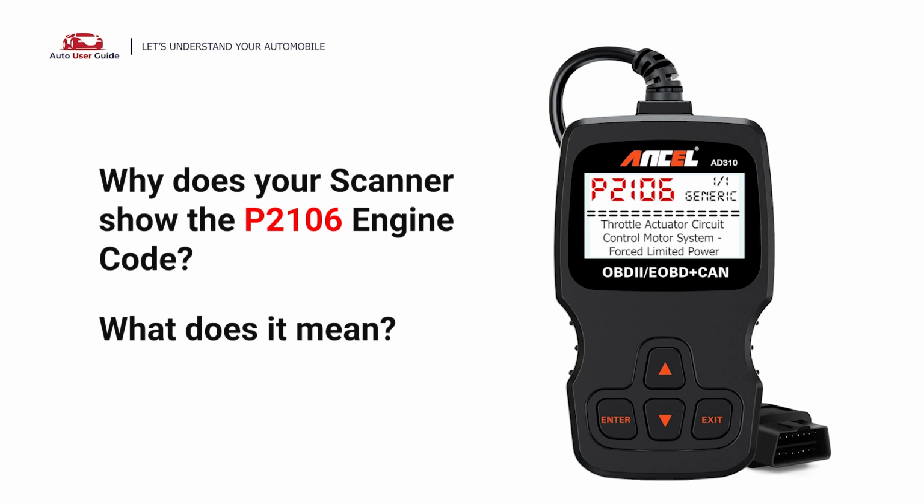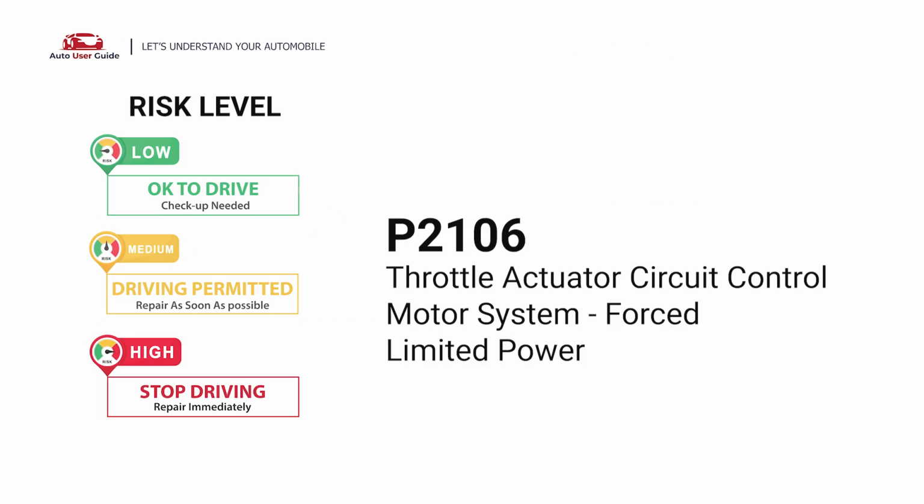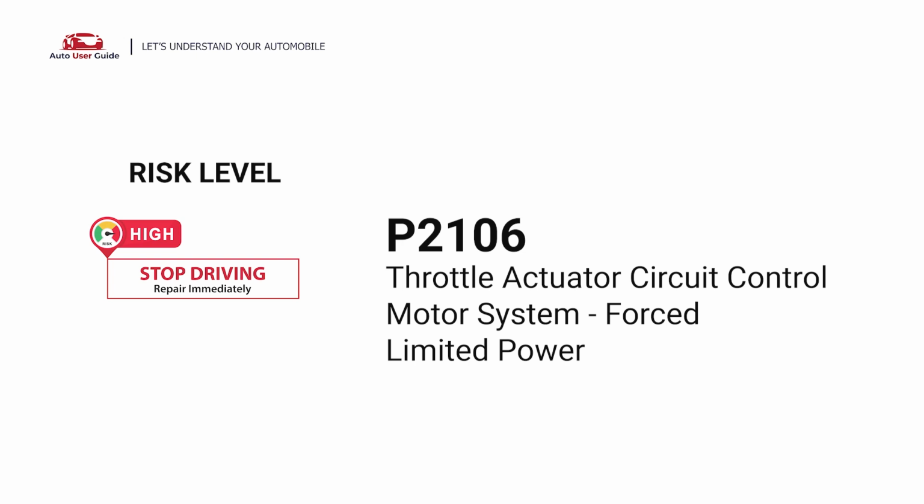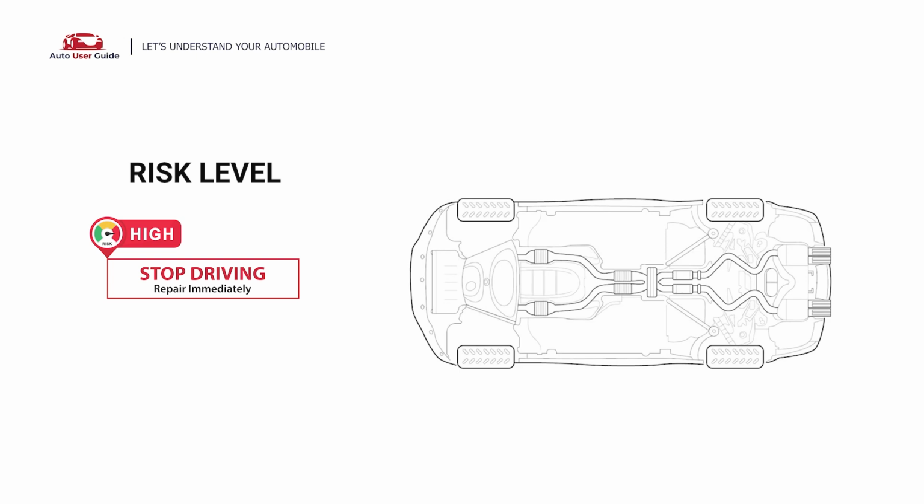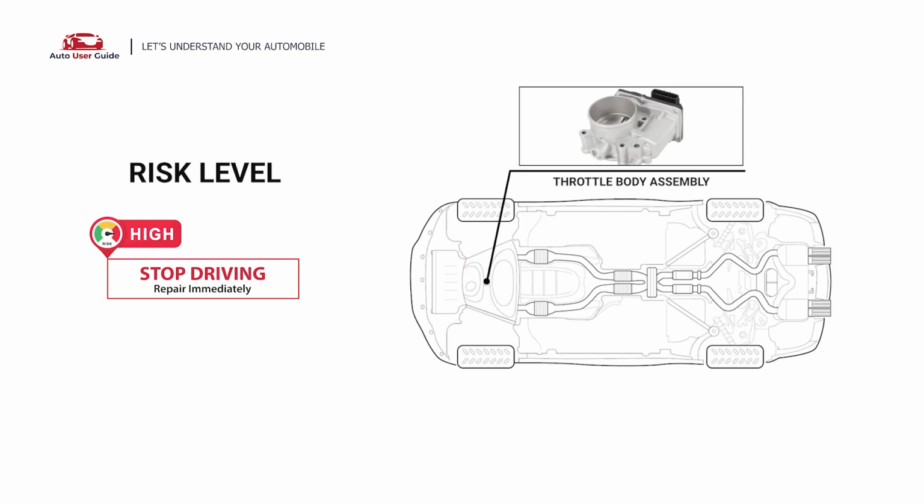Why does your scanner show the P2106 engine code? What does it mean? P2106 is a diagnostic trouble code for throttle actuator circuit control motor system, forced limited power. This engine code indicates that there is a major failure in a system causing the ECM to go into failure mode and limiting the throttle actuator to limited power. Under this circumstance, stop driving and repair your vehicle immediately.